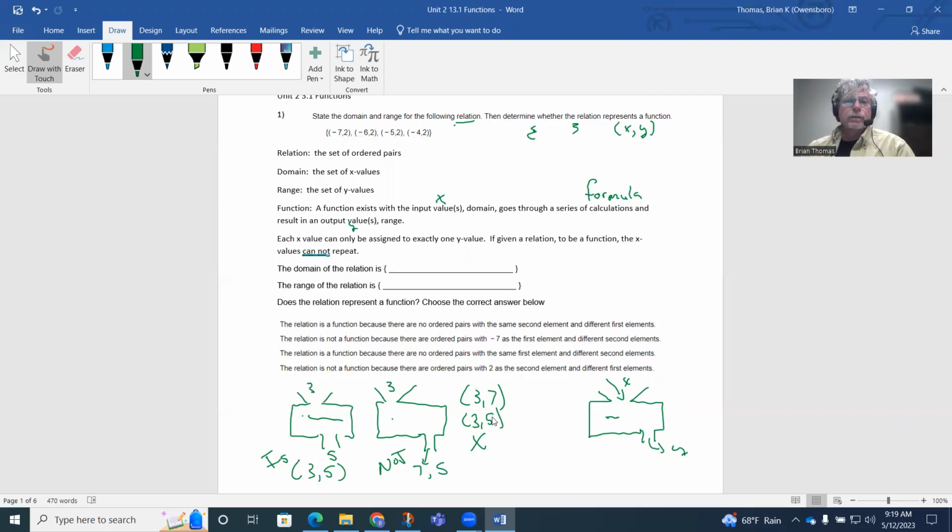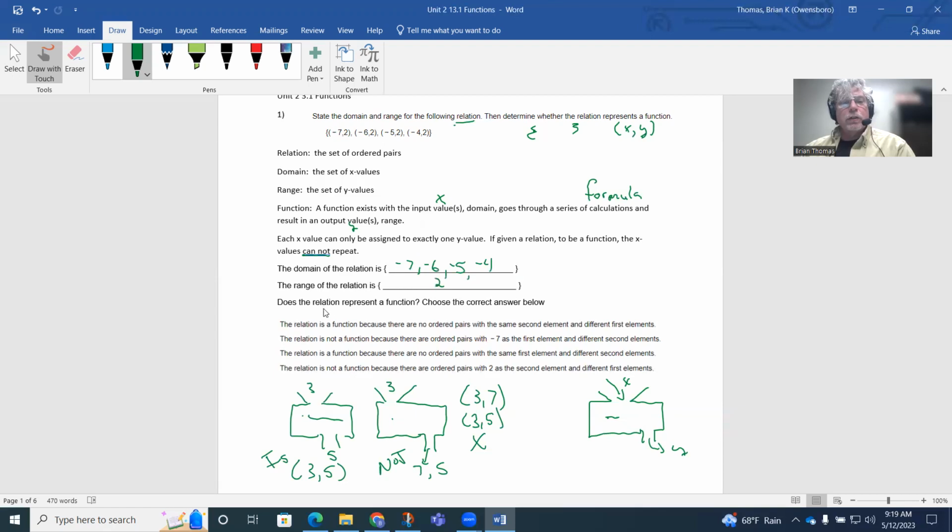So in our problem here, the domain is the set of x values. Notice how the braces are already here, so all I have to do is list the x values: -7, comma, -6, comma, -5, comma, -4. They don't have to be put in any kind of order, just list them. The range is the set of y values, and we don't have to write it more than once. Since there's only one y value, that's okay.